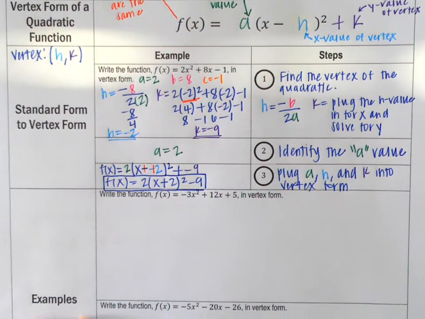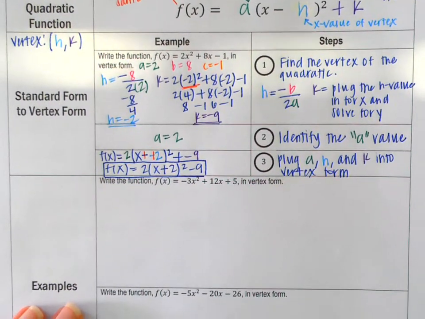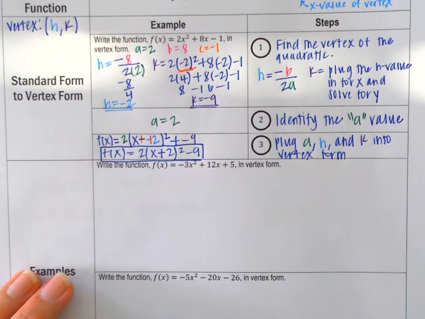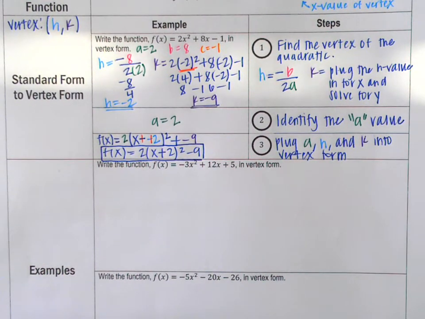Okay, so we are going to go and do our examples. Apparently, I didn't want to number them. What I want you to do is first, on your own, identify what A, B, and C are for this function. So pause and think about what's A, what's B, and what's C.